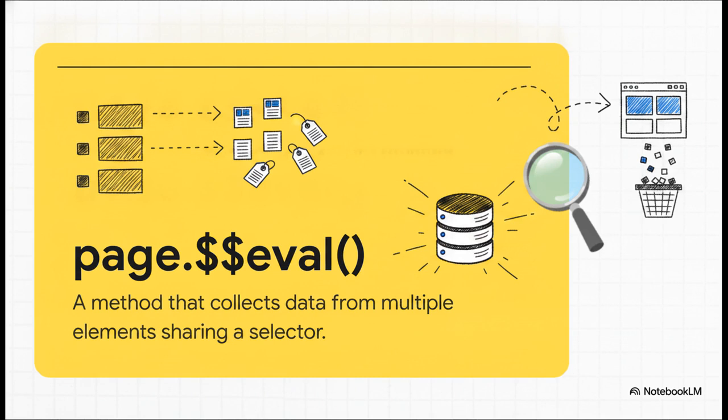So instead of stopping at the very first match, it collects every single element on the page that shares your selector, and then returns an array of extracted results. It's perfect for scraping things like lists of article titles, product catalogs, or maybe a directory of GitHub repositories.